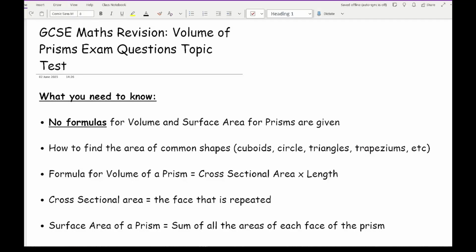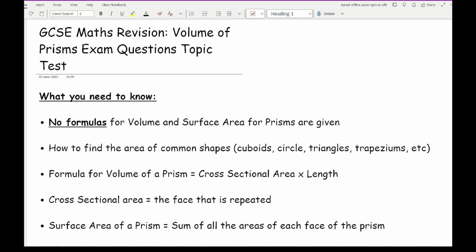Now before we get started working through some past exam questions relating to volume of prisms, let's just have a quick overview over what it is you need to revise and remember. Now the first thing is you need to know the definition of a prism. A prism is where you've got one face that is repeated to make the actual 3D shape. So it's where the cross-sectional area is consistent.